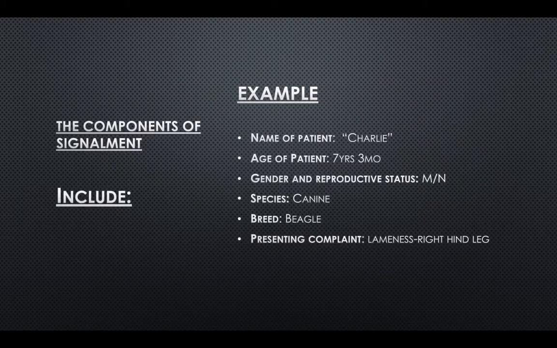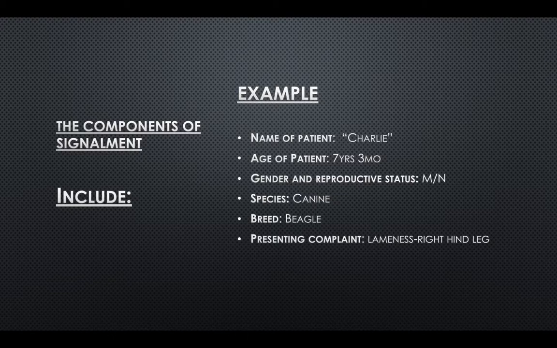Okay, so moving on, these are the components of signalment. Signalment includes the name of the patient, age of patient, gender and reproductive status, species, breed, and the presenting complaint. The information here is actually about one of my own pets who we no longer have anymore, but I just used his information because that was easy for me.